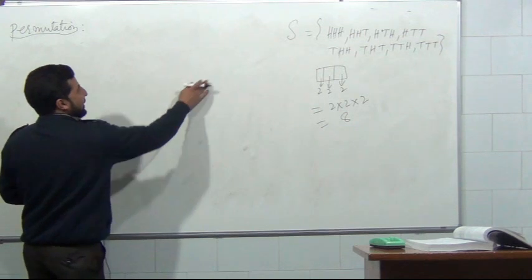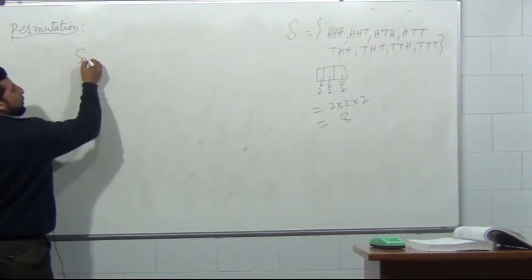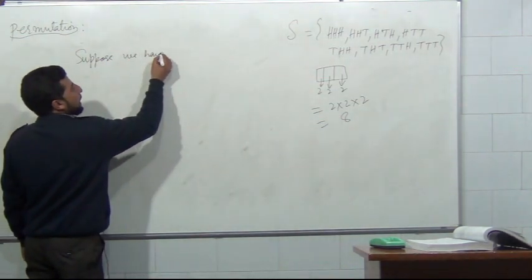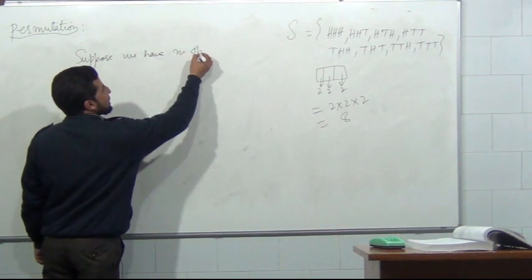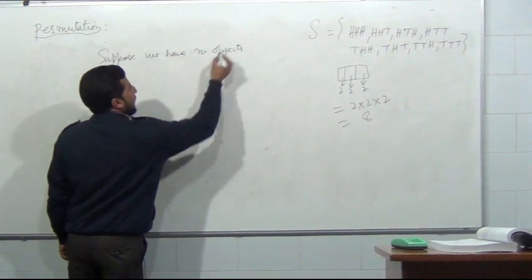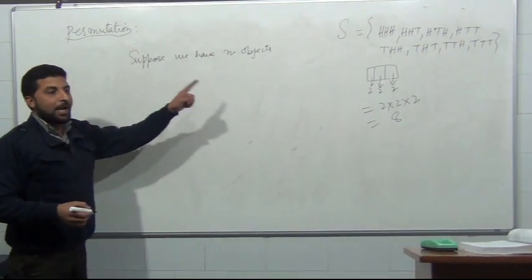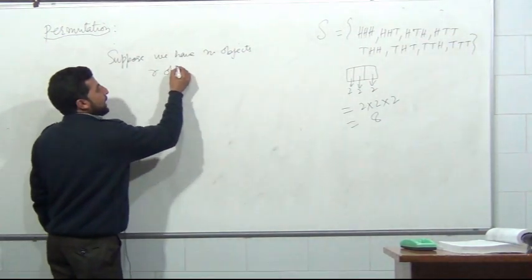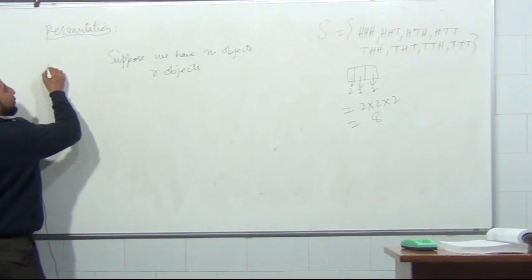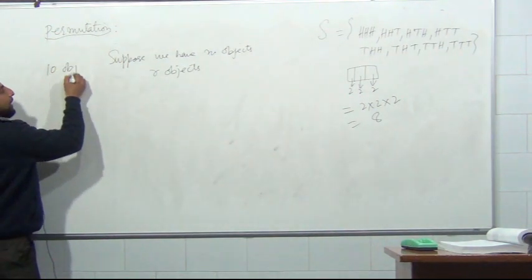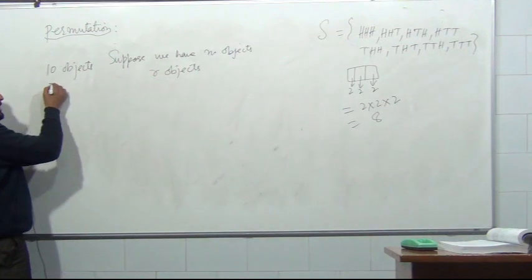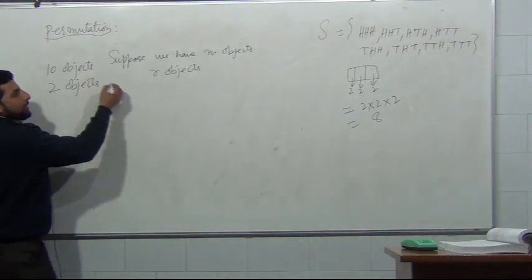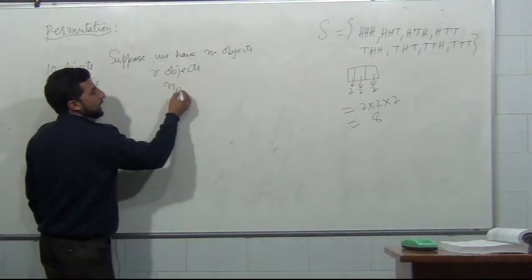Generally, we denote it by a symbol. Suppose we have n objects, and out of n objects, I am permutating r objects. Like you have 10 objects, and you have to permutate 2 objects. We will say it is equivalent to nPr.